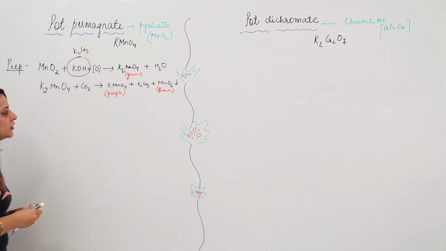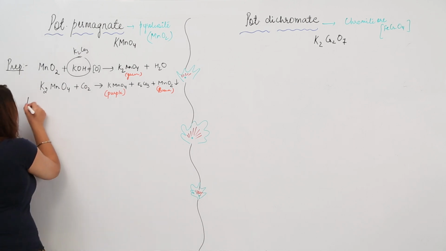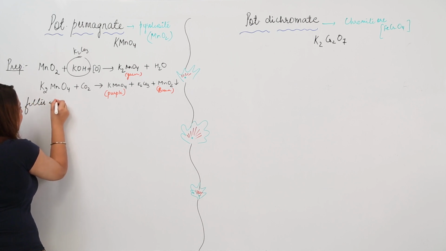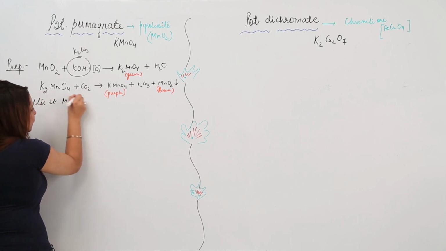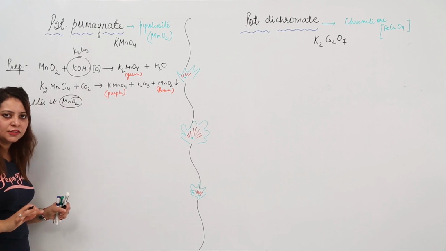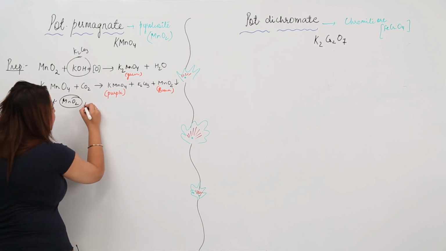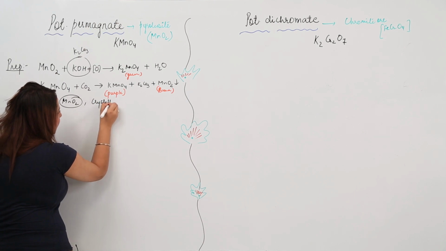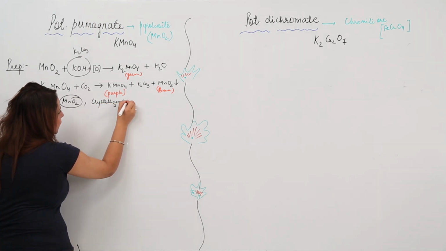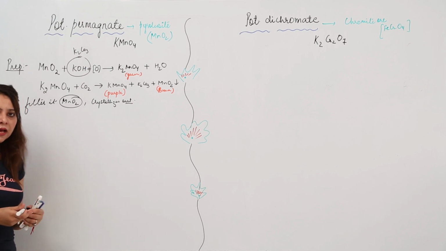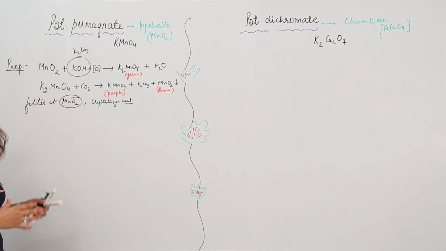After that, we filter it, and MnO2 is removed as a result of filtering. Then we concentrate the solution, and KMnO4 crystallizes out. So this is how you prepare KMnO4.